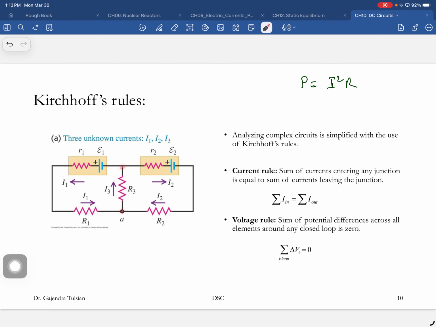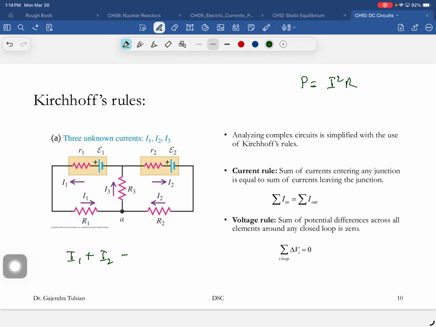Okay, that's what the voltage rule says. At every point in a circuit, every point is at a certain voltage, and if you go around a loop and come back to the same point, what is the total voltage change? 0. The voltage rule says the sum of the voltage changes across all elements adds up to 0 when you go around a closed loop.